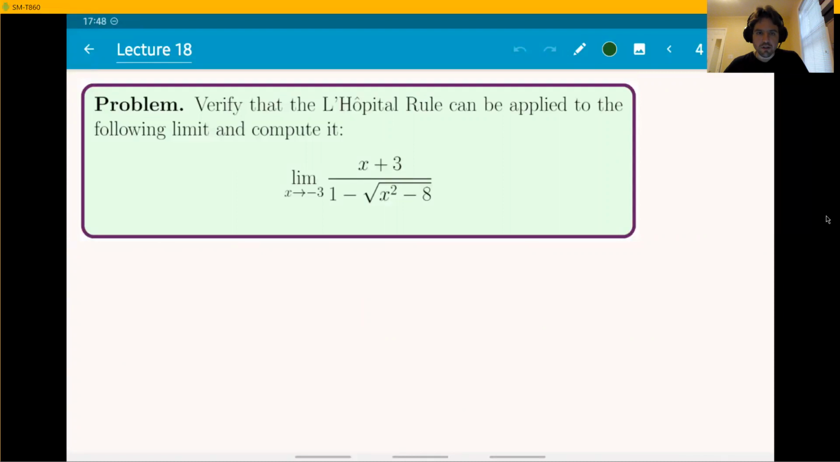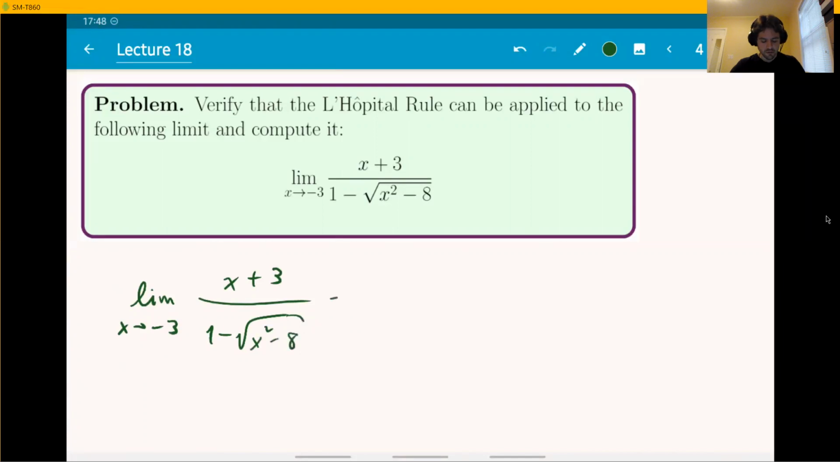Here's the next one. Verify that L'Hopital can be applied to the following limit and compute it. So the verification, it's fine if you write it just directly like this, instead of writing each one of the two limits separately to verify that both are 0. You can write it like this is equal to 0 over 0.